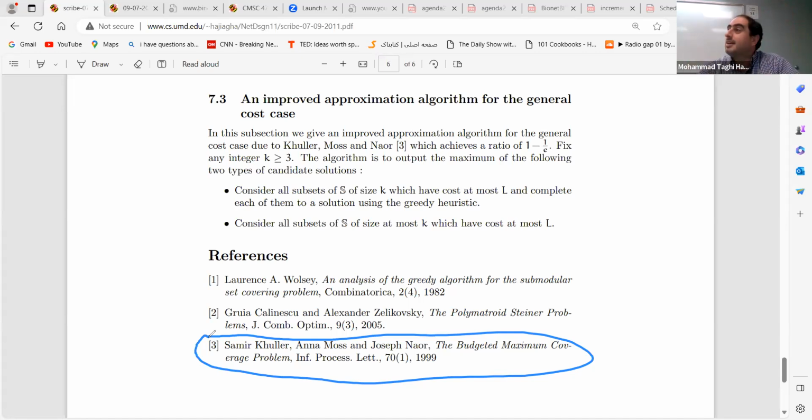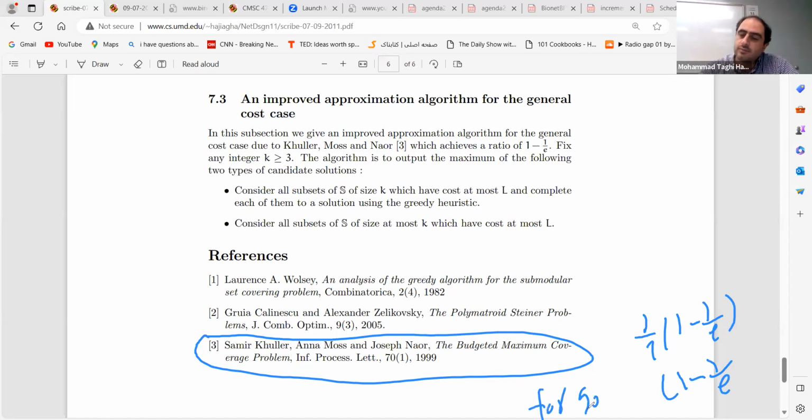In this paper, they show that even for the general weighted case, so as I mentioned, so far we can get 1/2 times 1 minus 1 over E. The question is, can we get 1 minus 1 over E or not? In this paper, they show that yes, you need to be a little bit more careful and change the algorithm a little bit, but then you can get 1 minus 1 over E for general costs as well. But this is non-trivial. It's not a trivial algorithm. 1/2 is easy, as I mentioned in the proof, but 1 minus 1 over E is non-trivial. It's not that hard, but it's cute. This paper, you can read that.